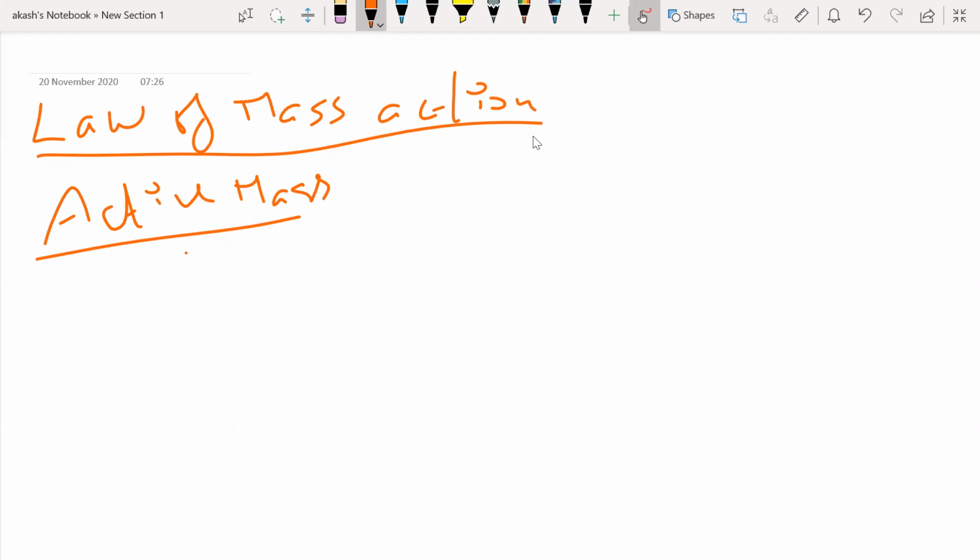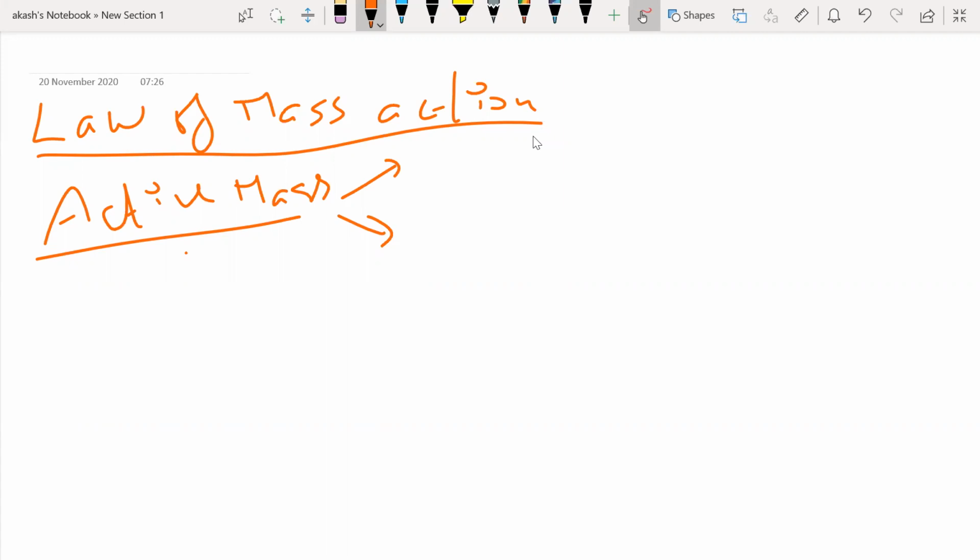So generally, active mass can be of two types, depending on what kind of reaction you have. Can you again say the definition for the active mass? You want the definition for active mass? Yes, sir. It is the amount of reactant actually taking part in the reaction.